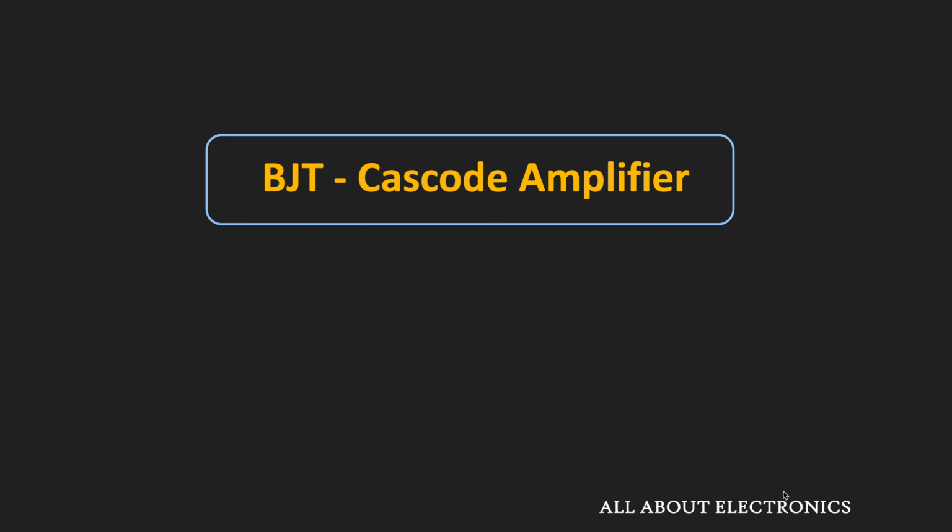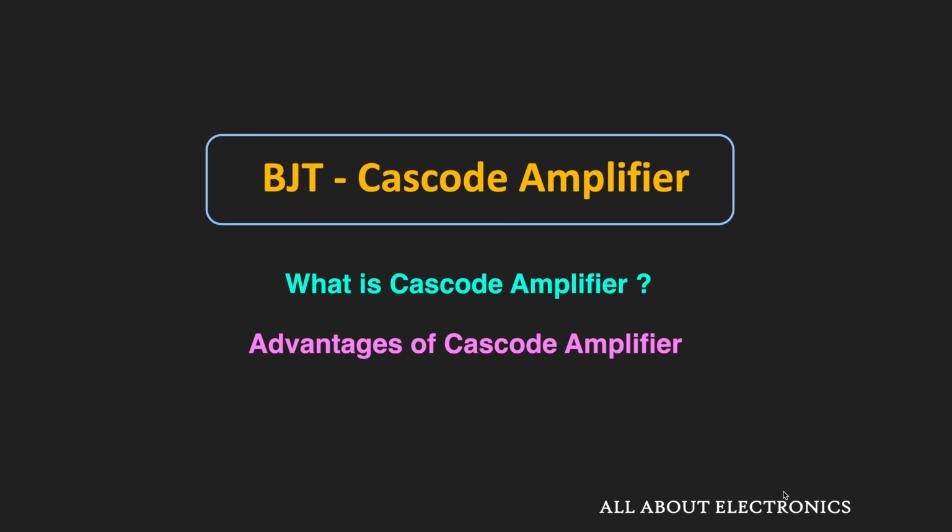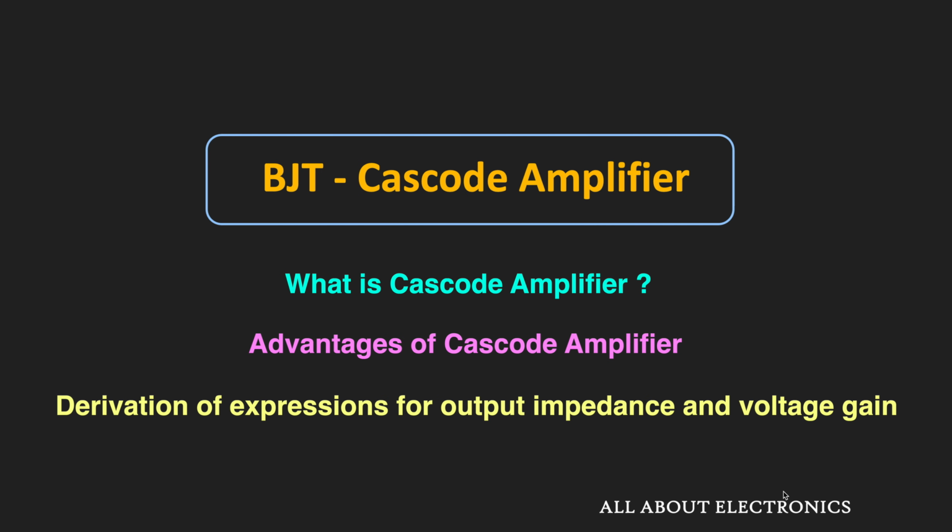So in this video, we will learn about the Cascode Amplifier. We will see what a Cascode Amplifier is, what the advantages of this amplifier are, and then we will derive the equations for the voltage gain and the output impedance of this amplifier.